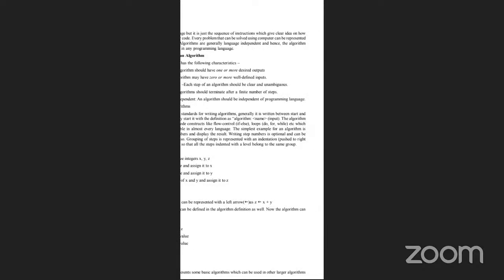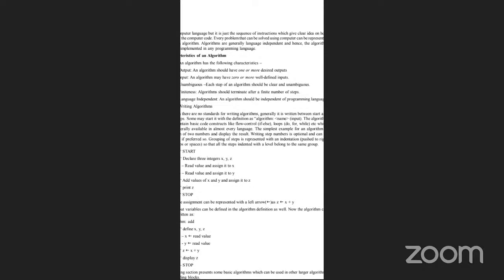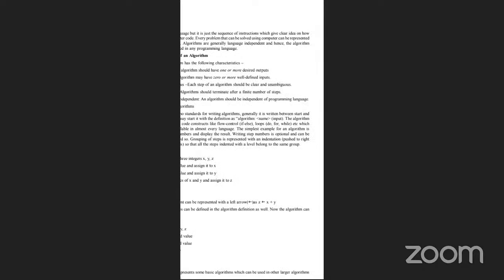Unambiguous. Each step of an algorithm should be clear and unambiguous. Finiteness. Language independent. These are the characteristics. The next one is how to write an algorithm. The algorithm may contain basic code instructions like flow control, if, else, loops, do or while, etc., which are generally available in almost every language.